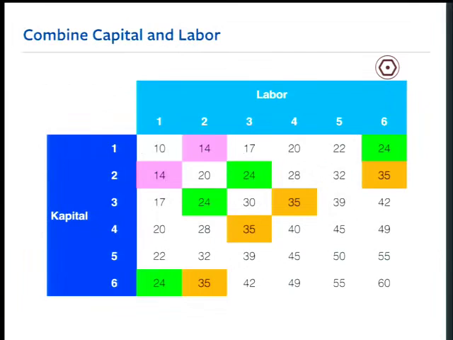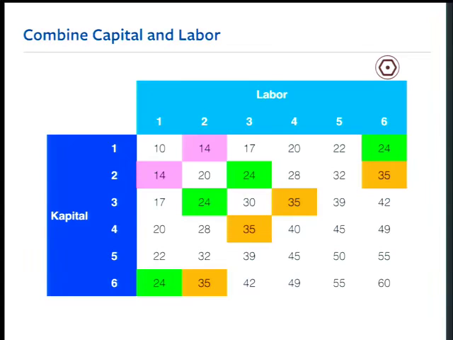It's amazing. So combine capital and labor. Right now you get to combine capital and labor. So I've got here from 1 to 6 units of capital, and labor, 1 to 6 units of labor. What you've got in the middle here is, if you combine any of these units of capital with labor, how much output you're going to get. So if you're combining 3 units of capital and 2 units of labor, go across here until you get to 2, you're producing 24 units of output.